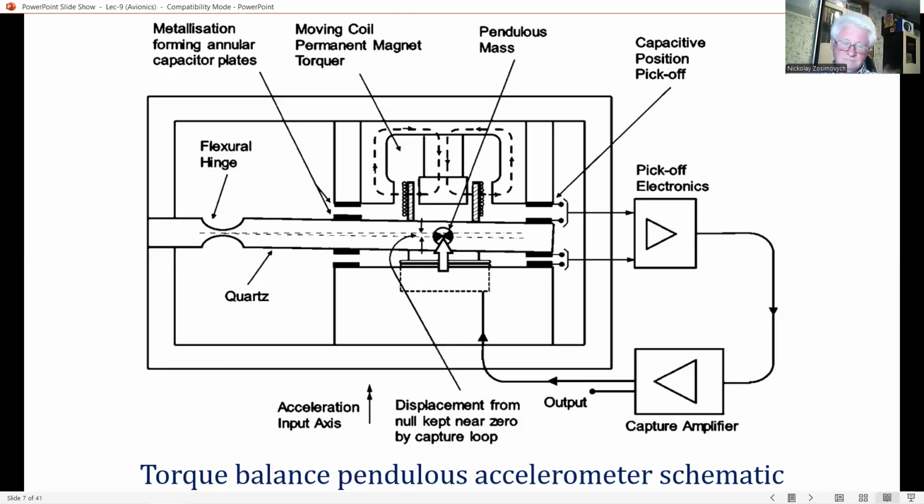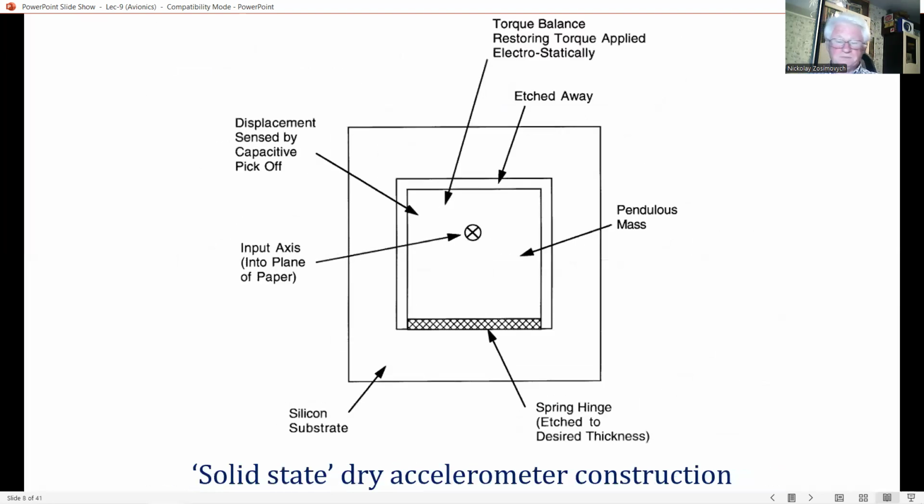Accelerometers used in very severe environments with very high vibration and shock levels are generally oil filled to increase their robustness.